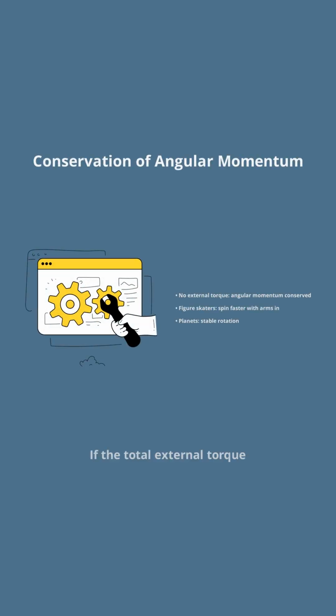If the total external torque on a system is zero, the total angular momentum remains constant. This is the law of conservation of angular momentum. It explains why a spinning figure skater speeds up when pulling in their arms, or why planets keep rotating unless acted on by an external torque.